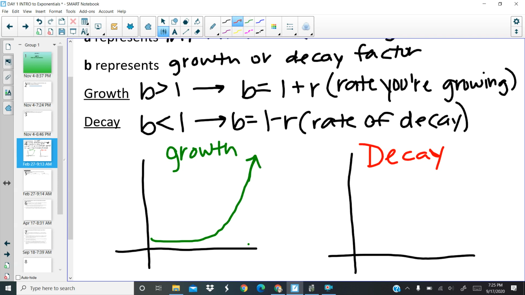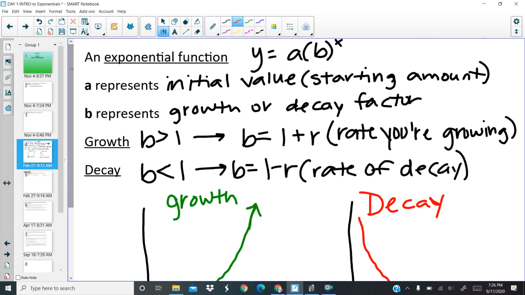Decay is going to be kind of the opposite. You started off with some high amount, but then it's getting smaller quickly. So that's what exponential decay looks like. If you see either of these shapes on a graph, it's probably dealing with exponential growth and decay. If you haven't already, please take a second to jot down just this general information, especially the parent function and what it means, because that's going to be super important for some of the examples that we're doing in a minute.